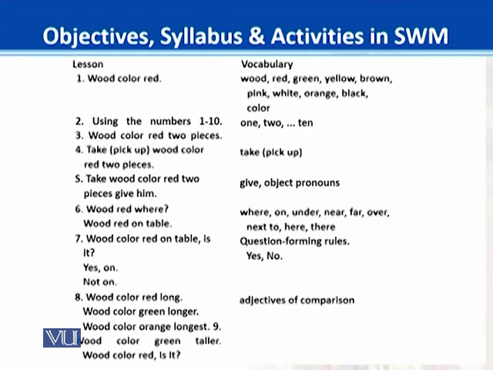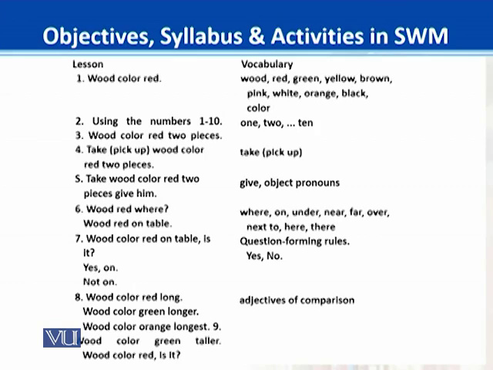2 pieces. Now what has happened at this level? The word wood, the word color, and the word red have been taken from the first step, and the word two comes from the second step, where they have learned to use the numbers. Take wood color red 2 pieces.